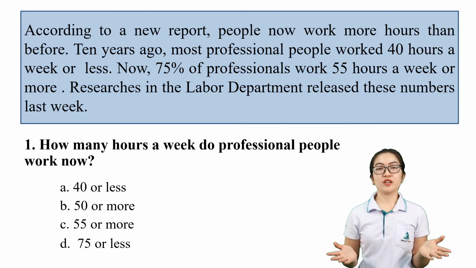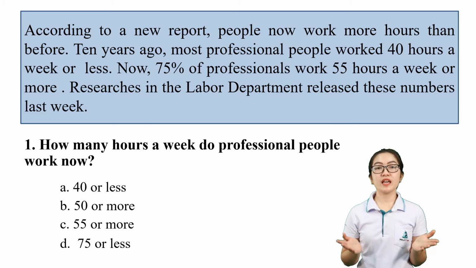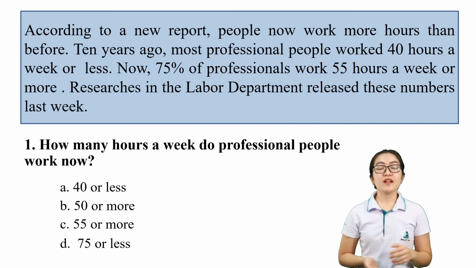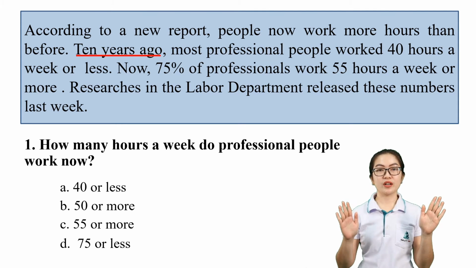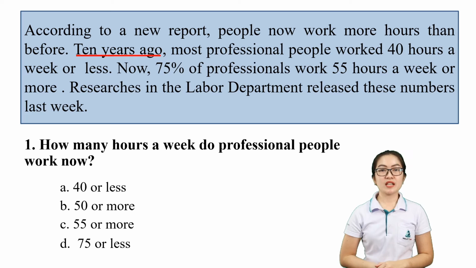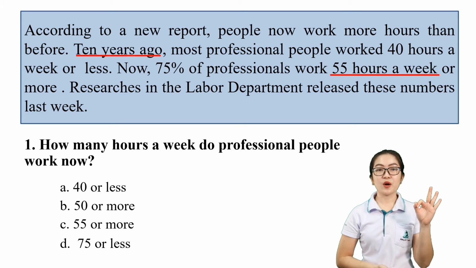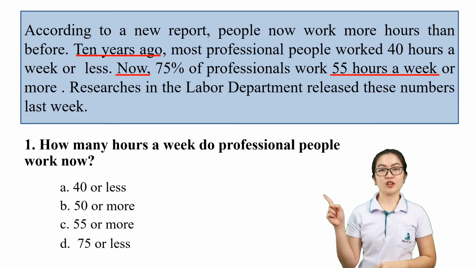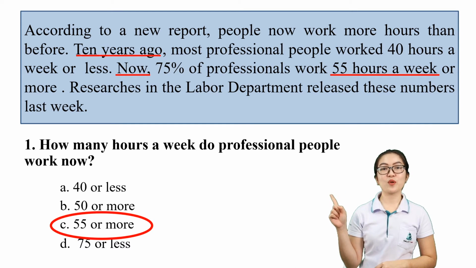Although another figure mentions about how many hours professionals work, this information is outdated as it was released 10 years ago. The exact information is found in line 3, which indicates that the data is recent because of the word now. So, what is the answer? Correct. It's letter C, 55 or more.